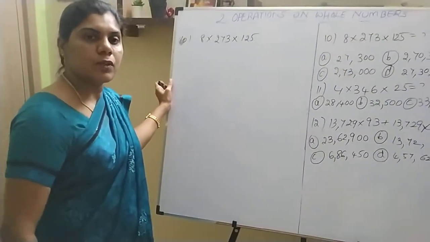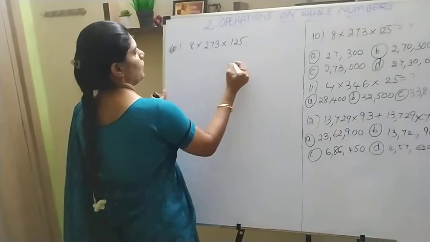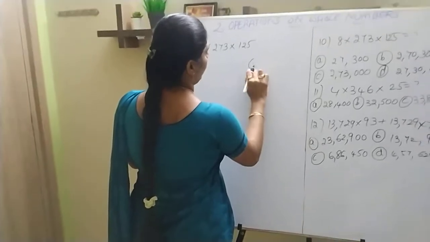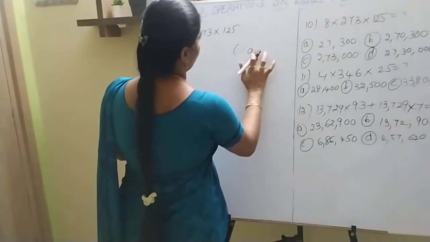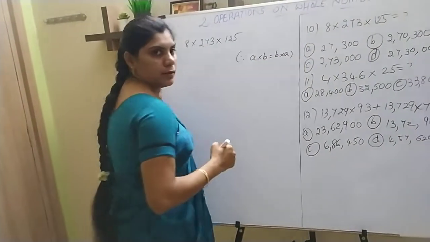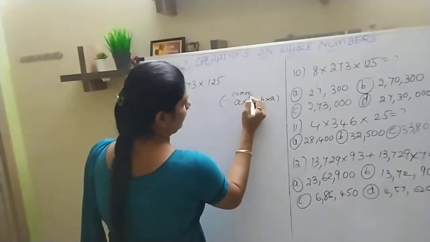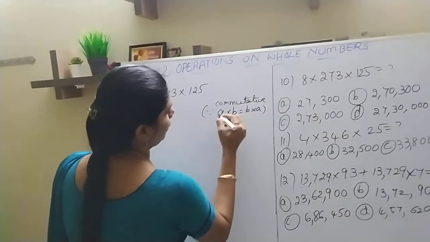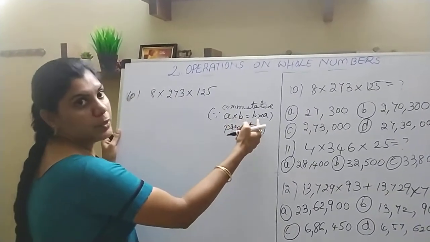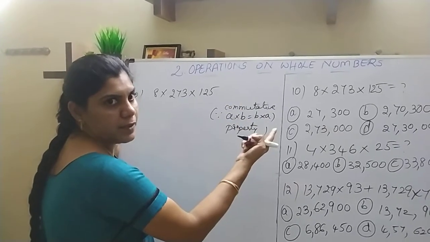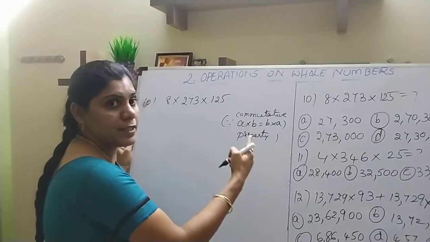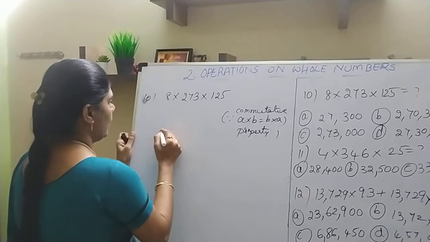So according to our commutative property, what we have learned? A into B, this is multiplication, right? So A into B equal to B into A. So what is this one? Commutative property. So what it is saying? A into B equal to B into A. So we can exchange both the numbers. Either we can multiply A into B or we can multiply B into A. In both the times we will get same number. The result is same. So what they have given here?